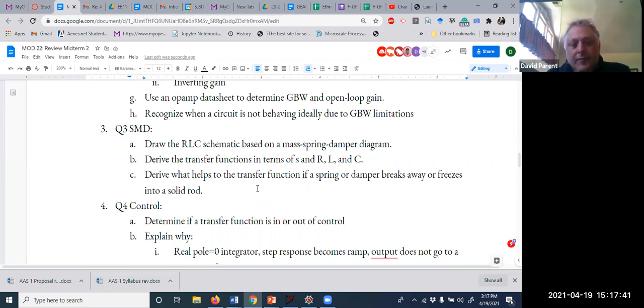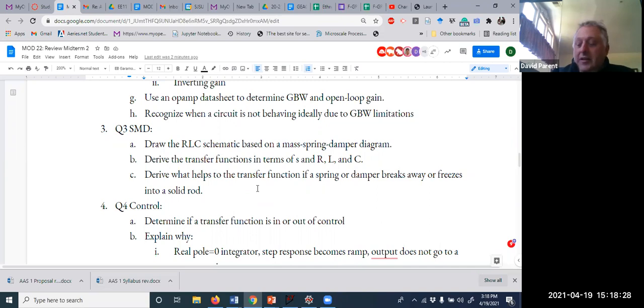All right. You just come up with the picture, and you have to label the picture properly. And then based on that picture, you've got to get the transfer function correct. And then the third part would be, what happens to that transfer function if the damper or the spring completely breaks away or freezes into a steel rod, which means there's no springiness to it, and it passes movement 100%. Okay.